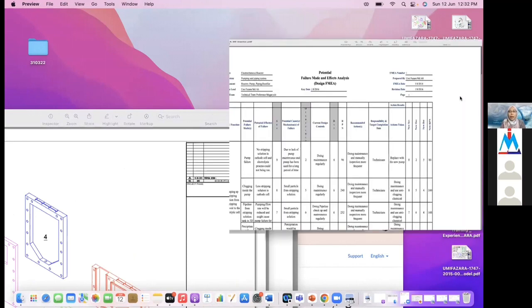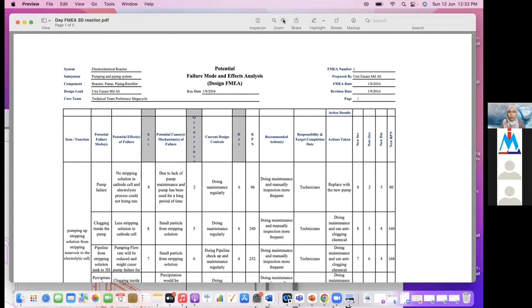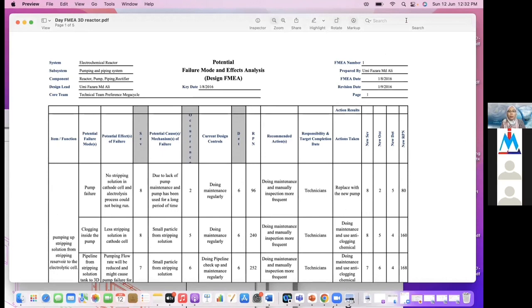Okay, this one. Hope you can see my screen. Besarkan sikit, sorry. So this one is FMEA I did. I look back into some FMEA examples yang ada. Normally you look back in books, in textbooks, something like that. So FMEA on the electrochemical reactor itself. I have subsystem pumping and piping system. Yes, we have pump, we have piping systems. And then components are the reactor pump, pumping, and I have a rectifier. And then the core team, usually technical team, which is kalau you kerja kat company, easier lah. So you have your technical team. So you are the one who prepared it. So I bagi contoh satu kat sini.